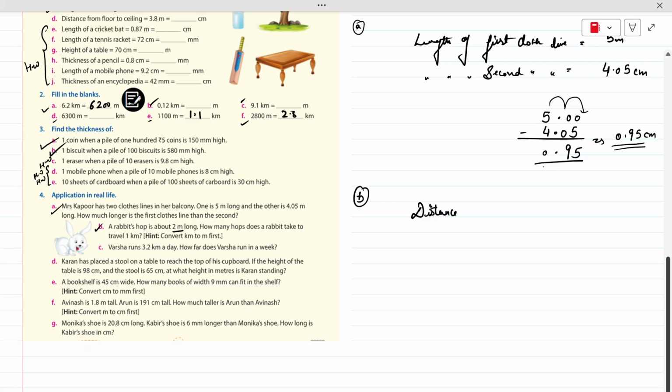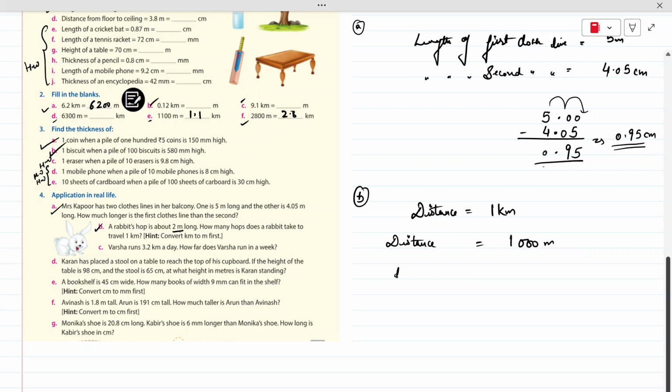Okay, we have to find how many hops the rabbit is going to take in 1 kilometer. The rabbit is taking hops in meters and the distance is given in kilometers. So first, we have to convert the distance into meters. Both the numbers should be in the same units. So 1 kilometer is equal to 1000 meters. That means we have to find out how many hops the rabbit makes in 1000 meters, right?